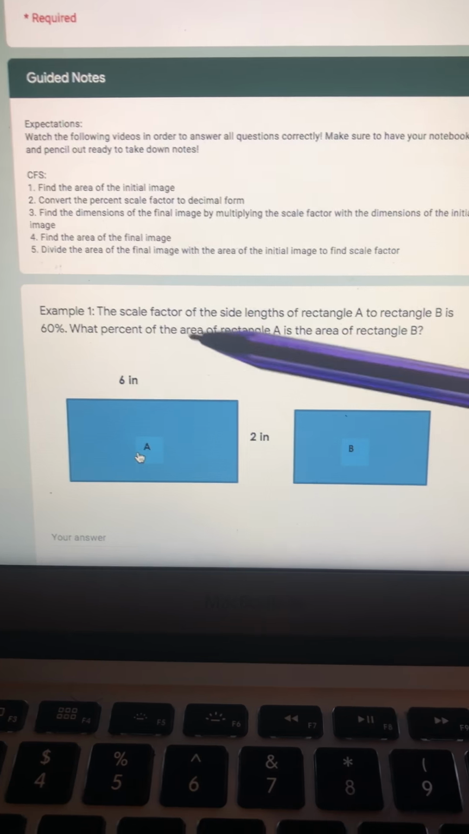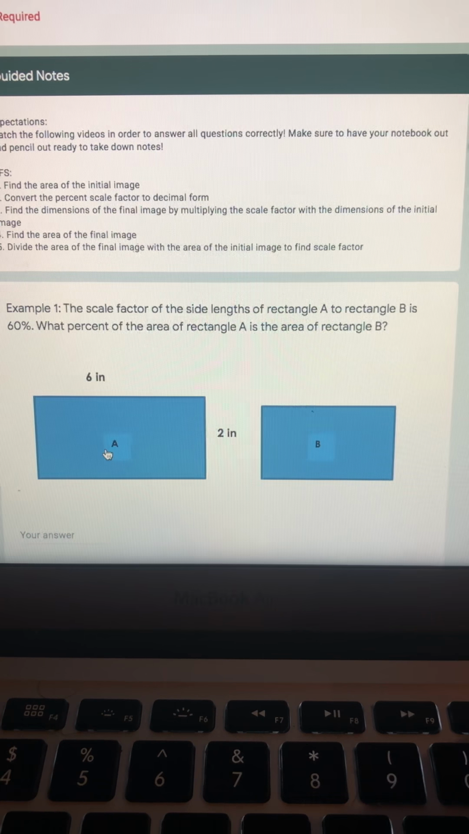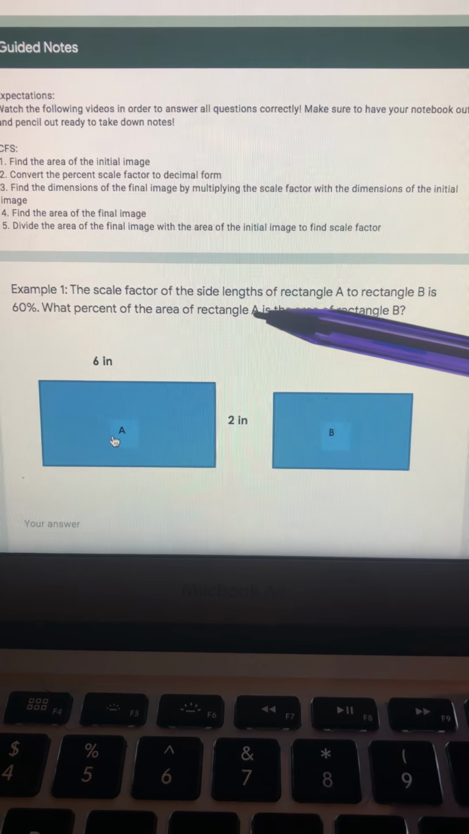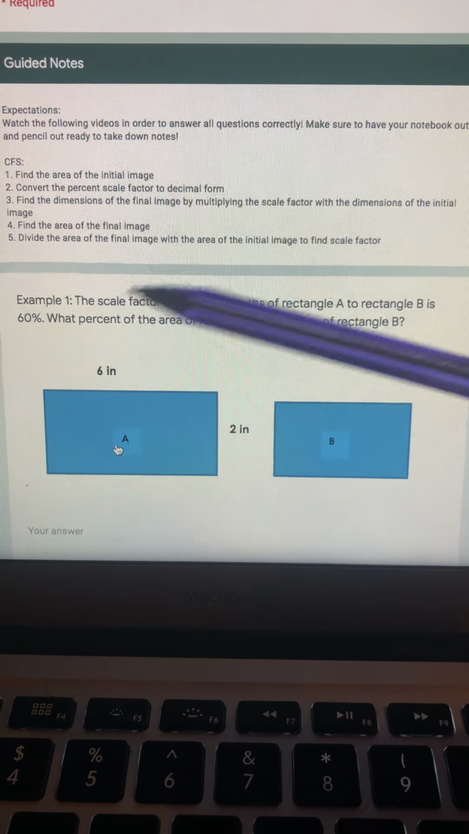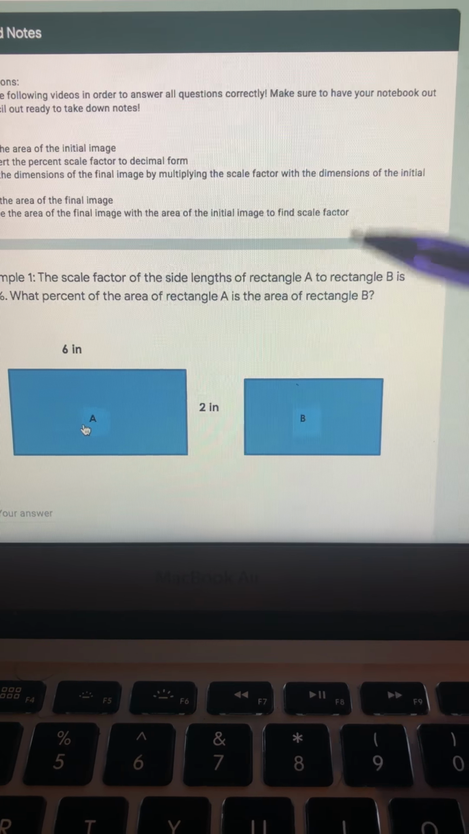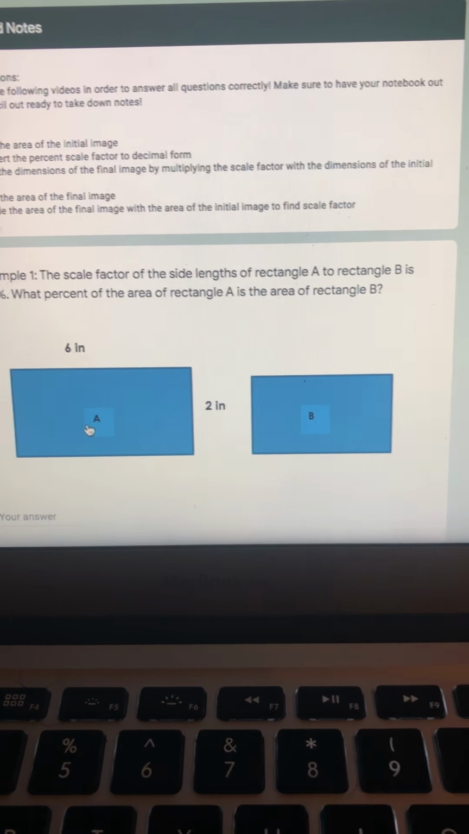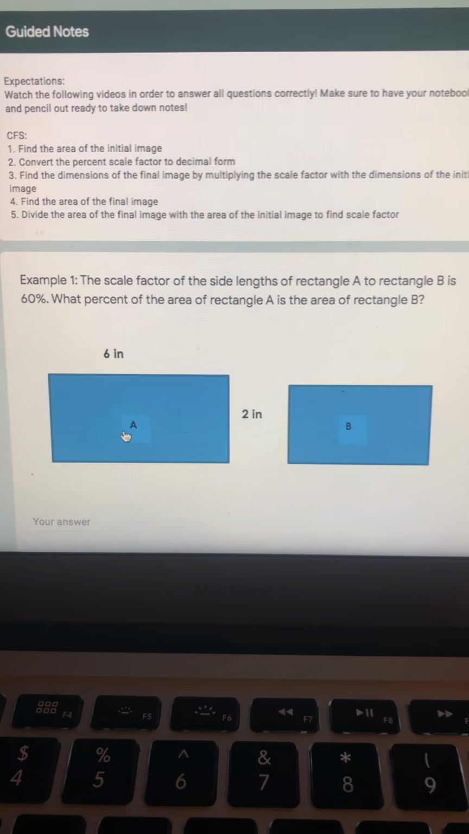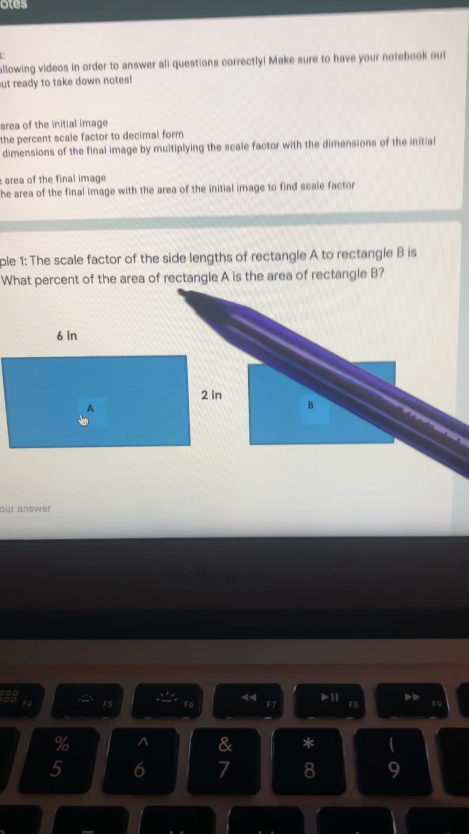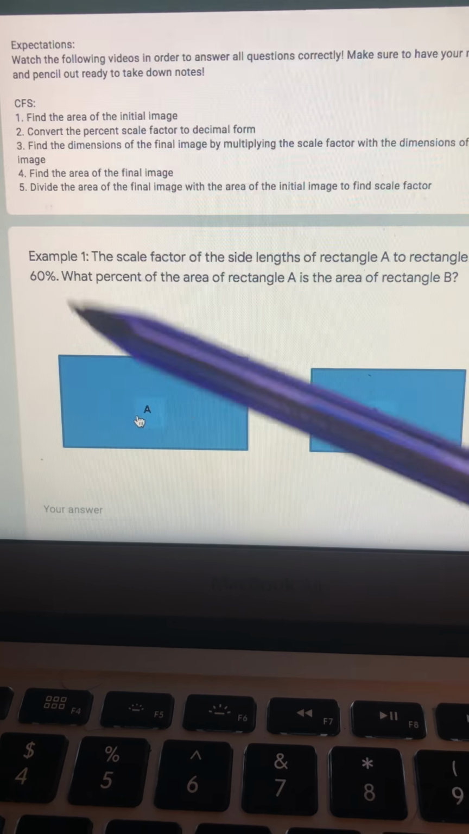The CFS that I have is actually going to be breaking down per question to help you solve the problem. Example 1 says the scale factor of the side lengths of rectangle A to rectangle B is 60%. What percent of the area of rectangle A is the area of rectangle B? This is the question technically that we need to solve. But I'm going to break it up because there are a lot of steps to solving this problem. So the first step in the CFS is find the area of the initial image.